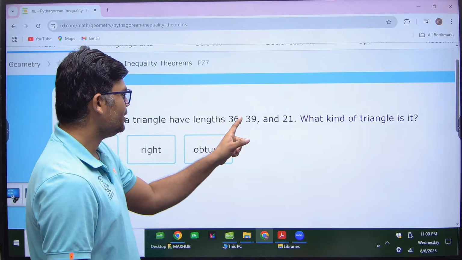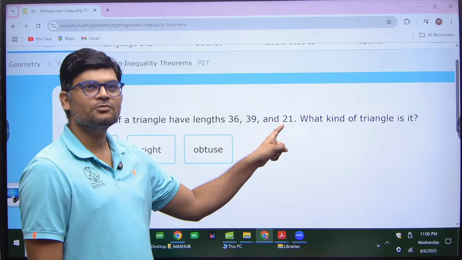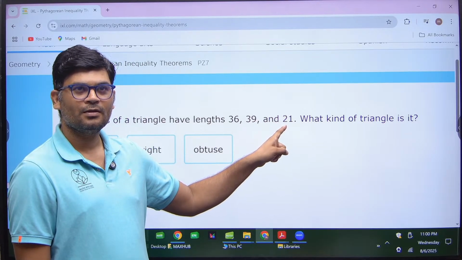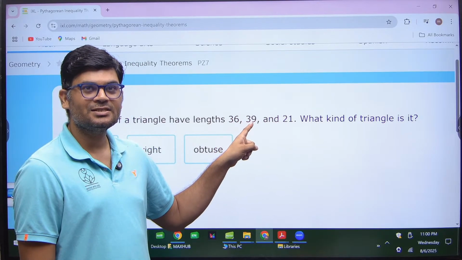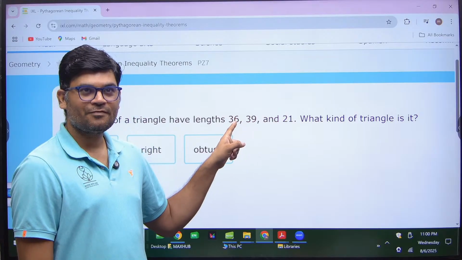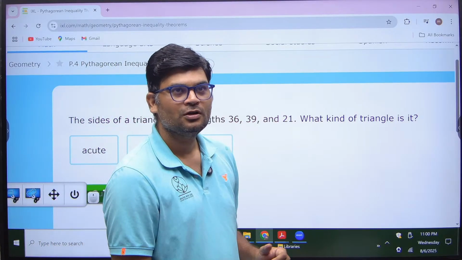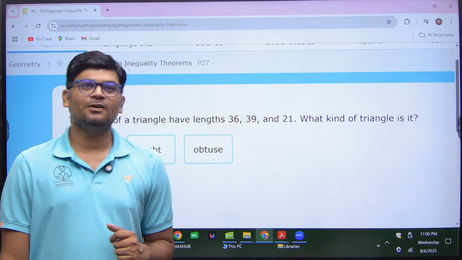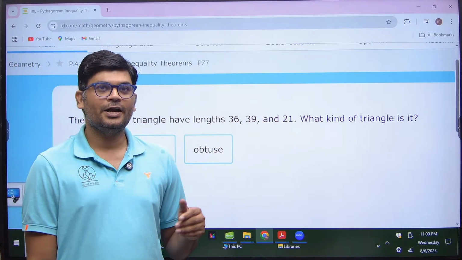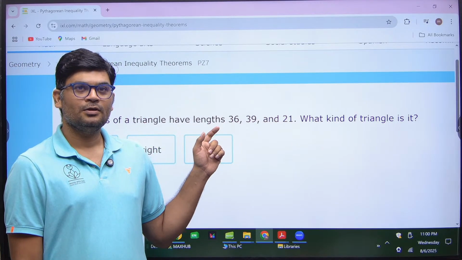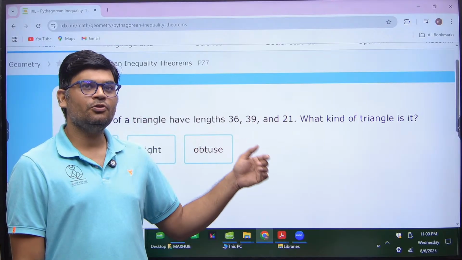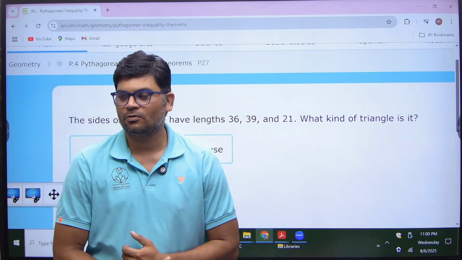You don't need to find the square of 39. I think you should find the square of 19.5, because this is the largest side. You have to check with these two. So 36 half is 18, squared is 324, and 19.5 squared is 380.25. So 324 plus 380.25, just check it out.